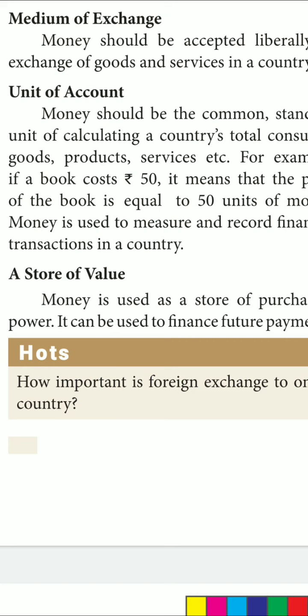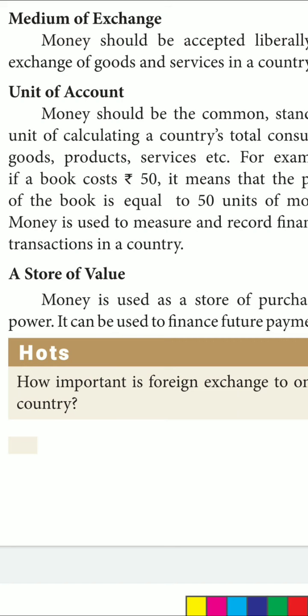Okay. Next, unit of account. Money should be the common standard unit of calculating a country's total consumer goods, produce, services, etc. Unit of account, that means what? Which will act as the unit of account? Money. For each and everything, whatever things we are buying or selling, money will be kept as the unit. For example, if you want to buy one book, you have to pay money, isn't it? If you want to buy one apple, you have to pay money. Like that, for each and everything, we have to pay money.